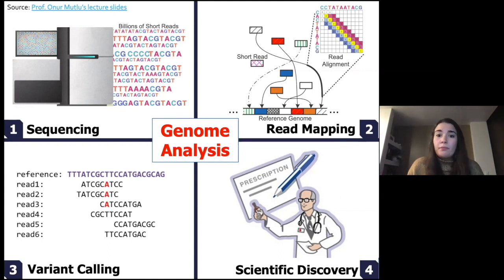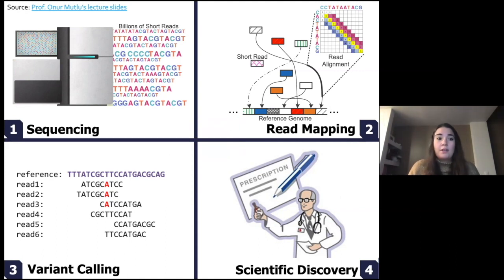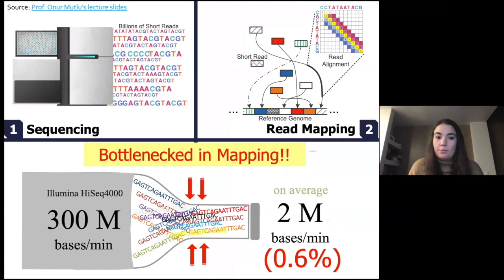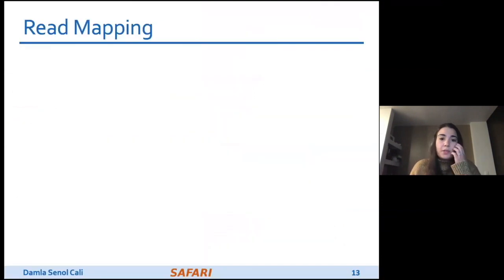So again, this is another slide from Professor Onur Mutlu. Here, it is known that the bottleneck is in the read mapping step. So that's why in GenASM, we are mainly focusing on that bottleneck. So let's focus on read mapping and see what's happening as part of its pipeline.